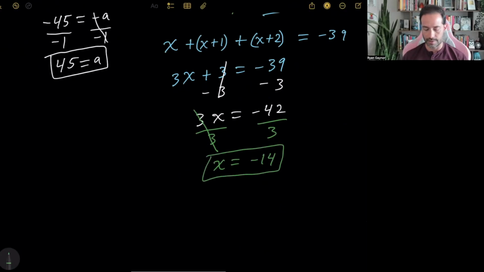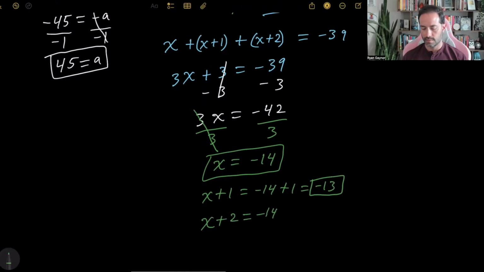The second integer, right, x plus 1, is going to be negative 14 plus 1. So that's going to be negative 13. That's the second part of my answer. And the third one, x plus 2, is going to be negative 14 plus 2. So that's going to equal negative 12. Okay, so now I need to really double check.